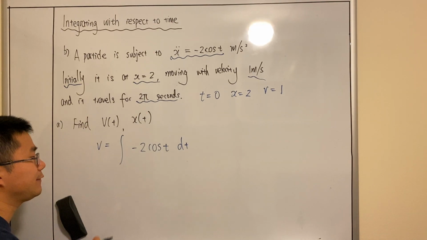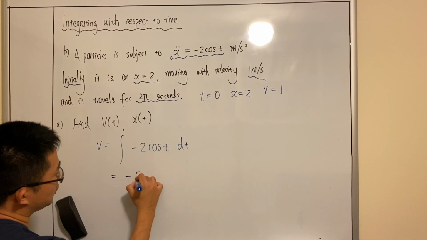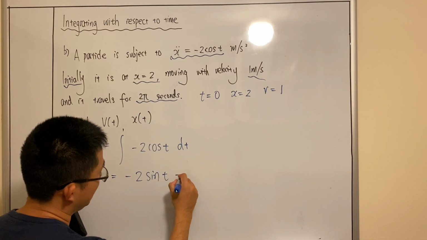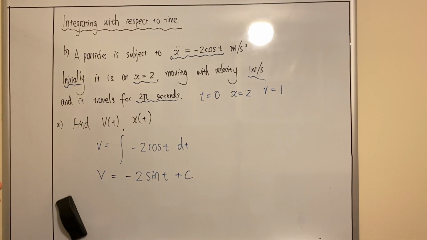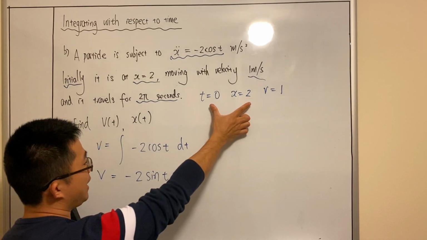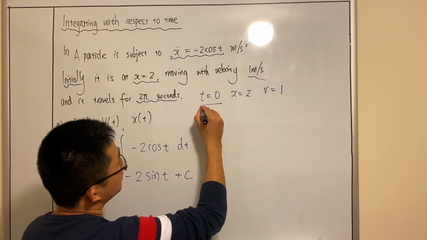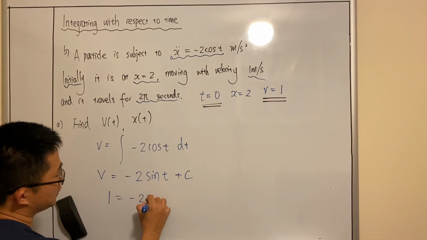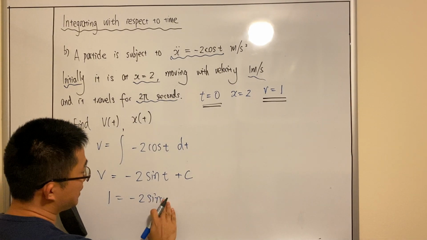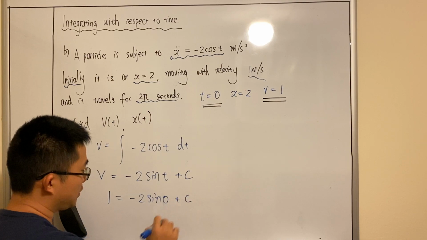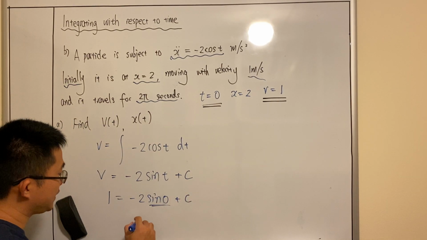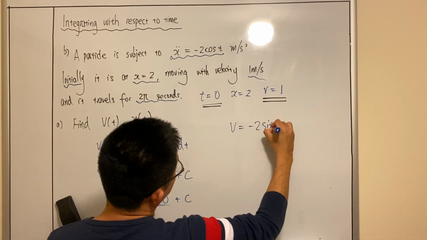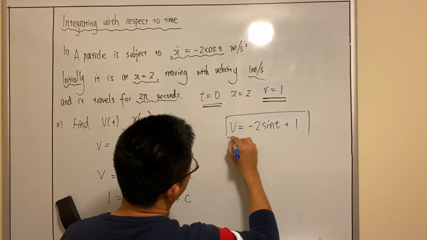So we need to integrate negative 2 cos t. Integrating cosine gives sine, so that gives us minus 2 sine t plus c. We need to work out what c is. How do we get c? We have the initial information: when t equals 0, v equals 1. We can do a substitution. 1 equals minus 2 sine 0 plus c. Sine 0 is equal to 0, so c is equal to 1. So the velocity function is negative 2 sine t plus 1. That is the velocity function.